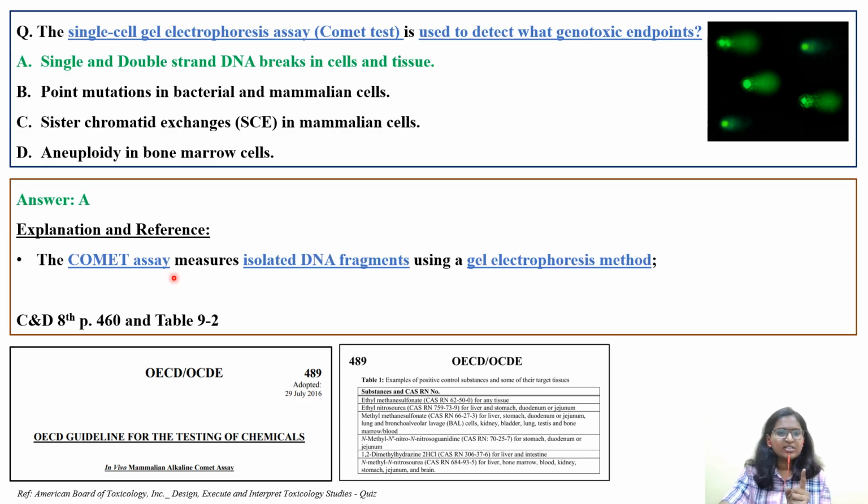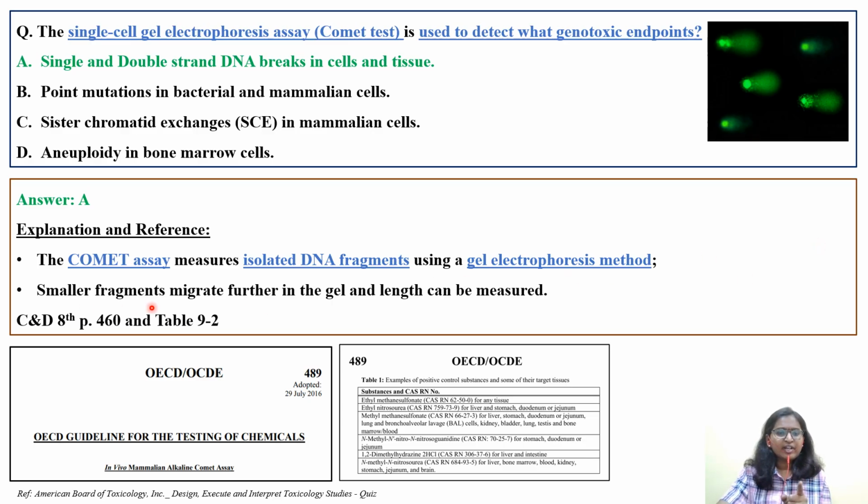The Comet assay measures isolated DNA fragments using a gel electrophoresis method. Smaller fragments migrate further in the gel and the length can be measured. So if you see, this is the bigger, larger DNA, and these are the smaller fragments which are migrating in the gel electrophoresis. By measuring the length of this migration, we can identify the amount of damage that a particular chemical causes. So we'll see a few details about the Comet assay.